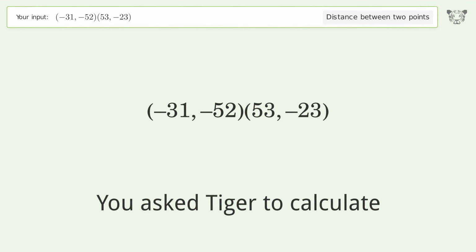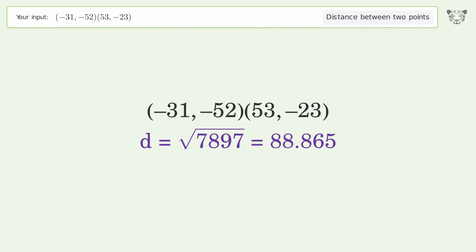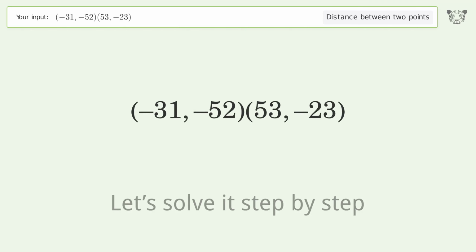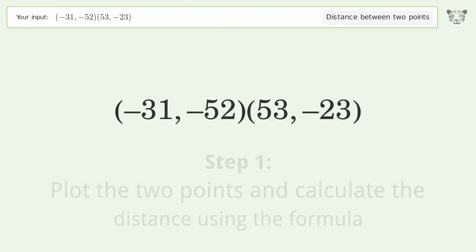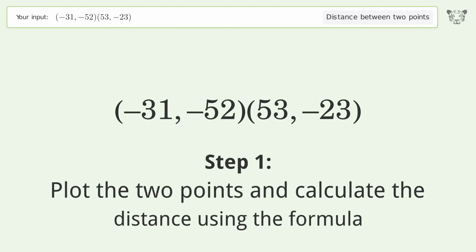You ask Tiger to calculate. This deals with the distance between 2 points. The distance between the 2 points is the square root of 7,897, or 88.865. Let's solve it step by step. Plot the 2 points and calculate the distance using the formula.